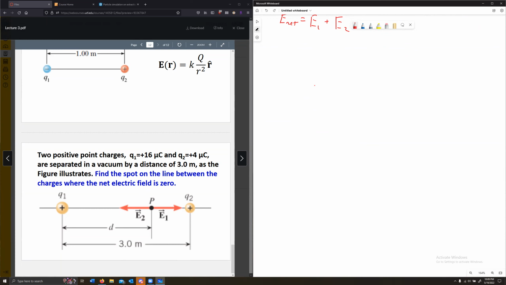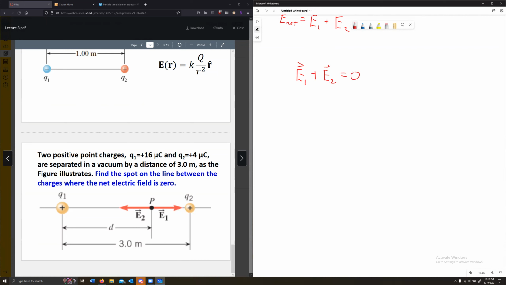So here's what we have to assume from this. We have two charges separated in a vacuum by a distance of 3 meters. Find the spot between the charges where the net electric field is 0. That means if you were put in that position, you would not get pulled in any direction. So what we want to take into consideration, like the equation we have up here, is that the electric field vector of the first electric field plus the second electric field is going to be equal to 0.